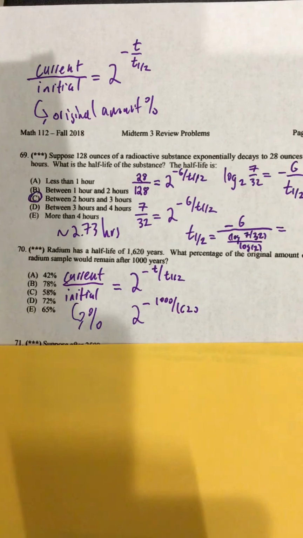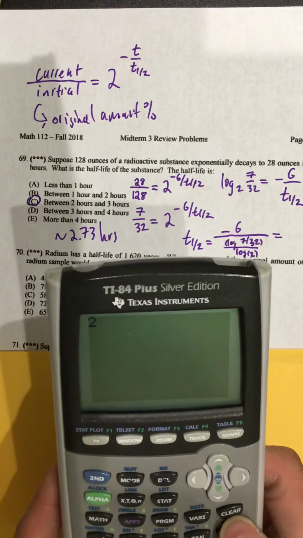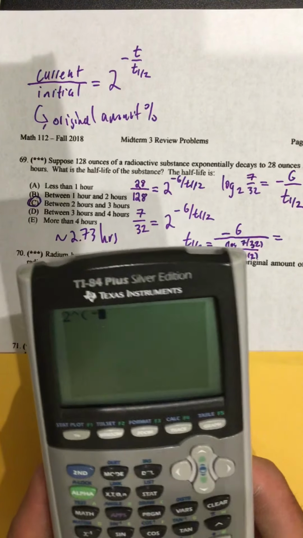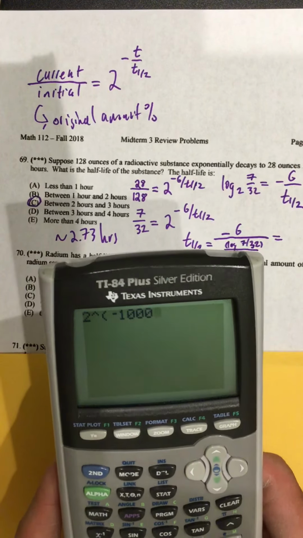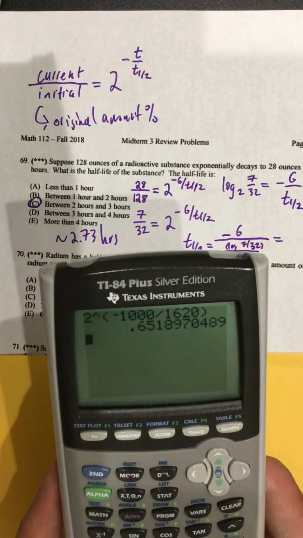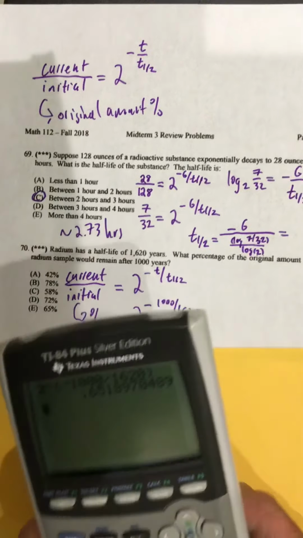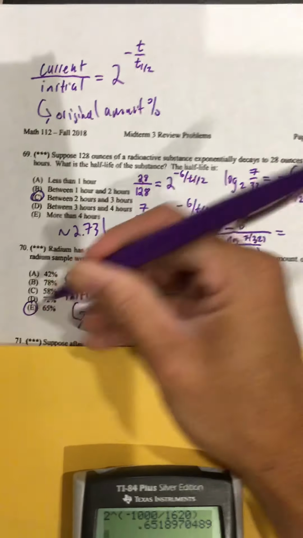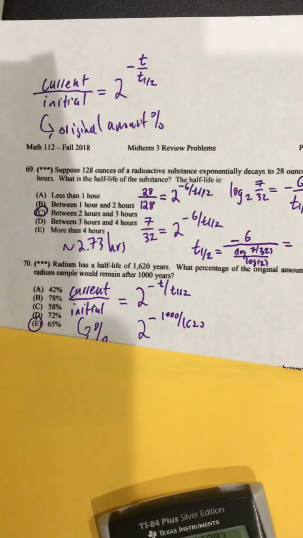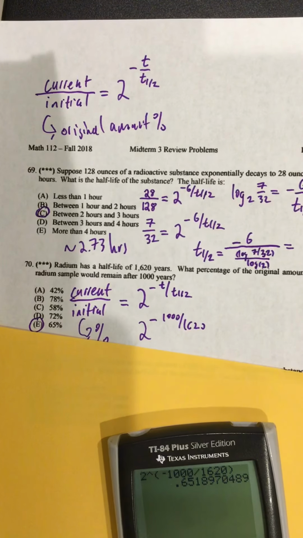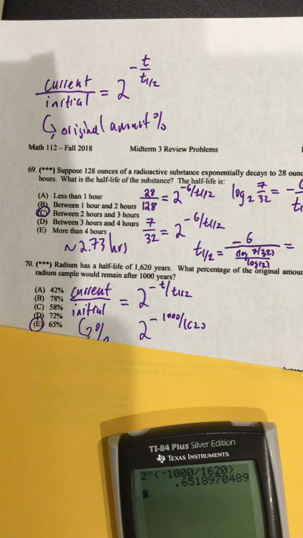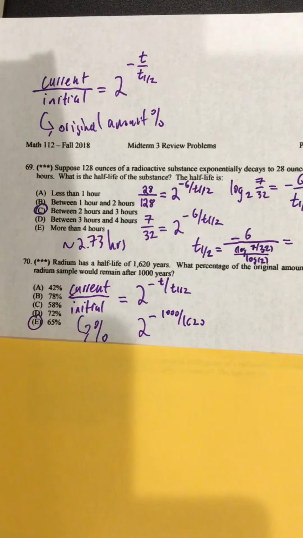and I'll plug that into my calculator. 2 raised to the negative 1,000 divided by 1620, and we get 65%. So again, it's really neat how this equation is nice because you don't have to use multiple equations, and you have everything you need within one equation.